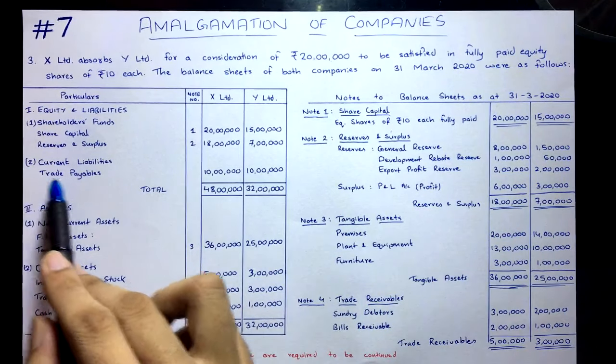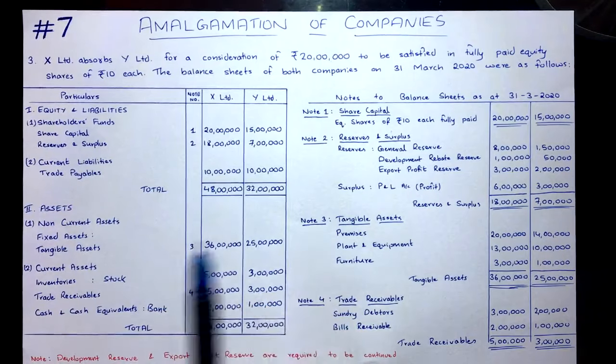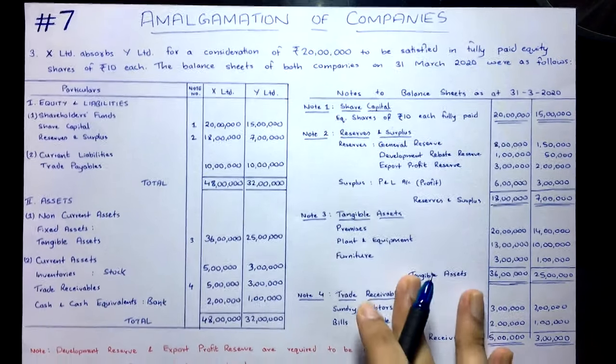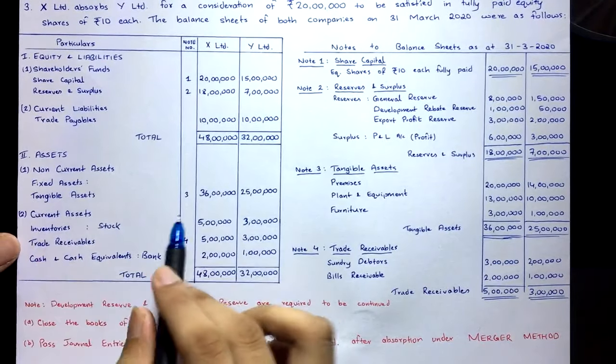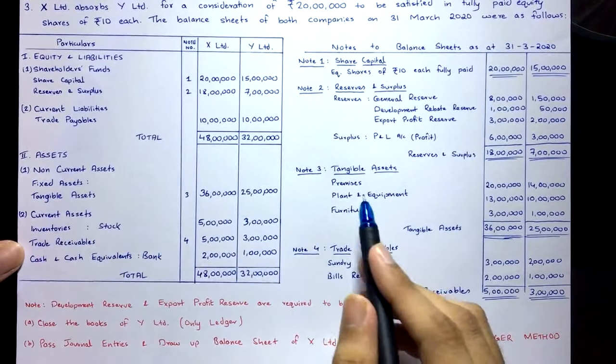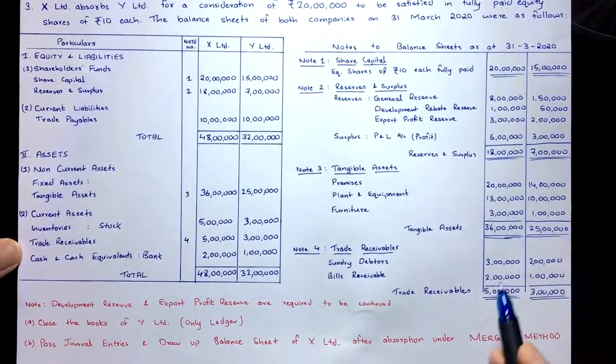And then current liabilities are there, trade payables 10 lakh, 10 lakh. No note is there, so fine. And then come to the asset side. In the assets, what do we have? Fixed assets, tangible assets, intangible assets, note number three. So we have got assets over here: premises, plant and equipment, furniture, and their values have been given.